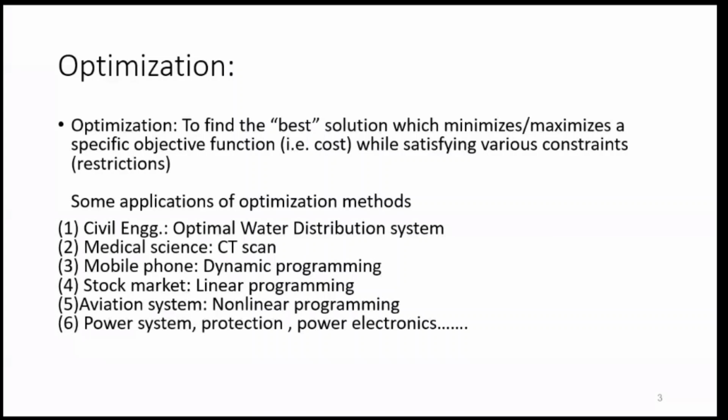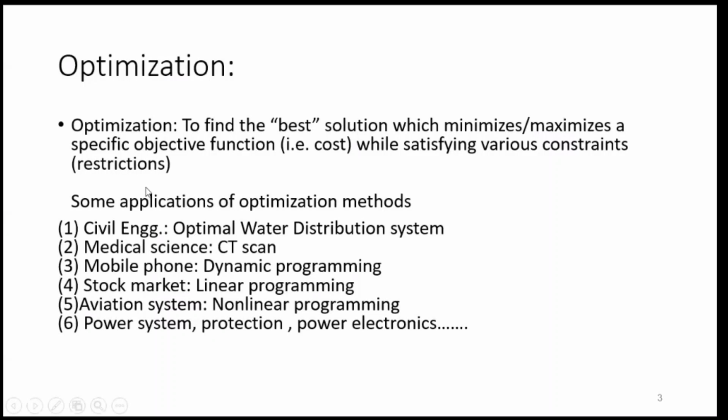Okay, so first of all, let us see what is the meaning of optimization. Optimization is nothing but to find the best solution which either minimizes or maximizes a specific objective function while satisfying various constraints. We will try to get the concept of optimization by using a simple sum. Then this definition will get clear.